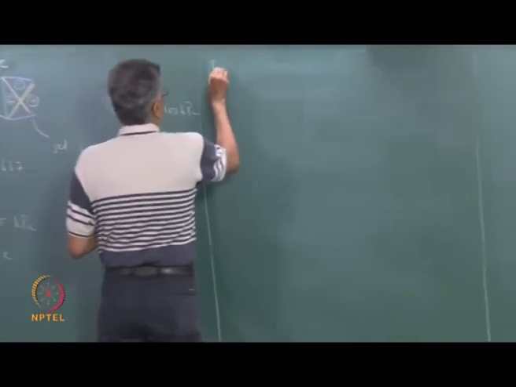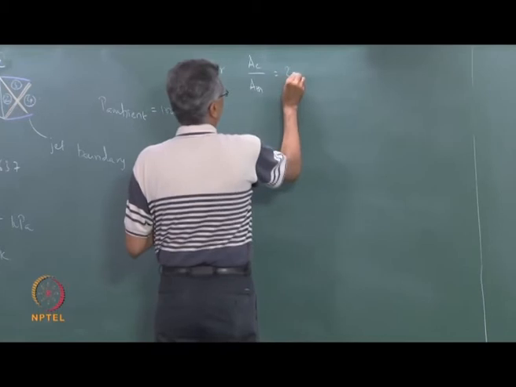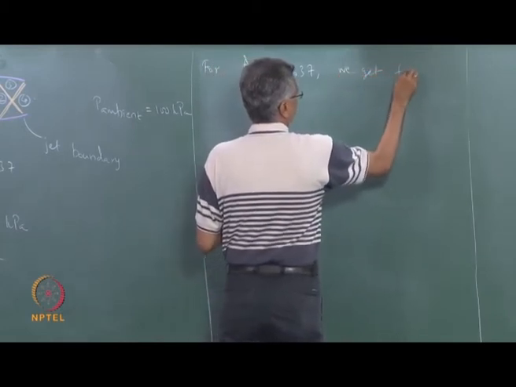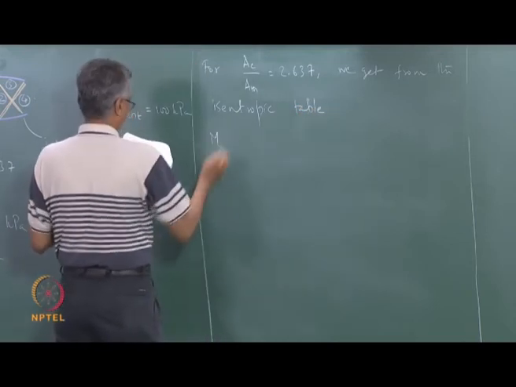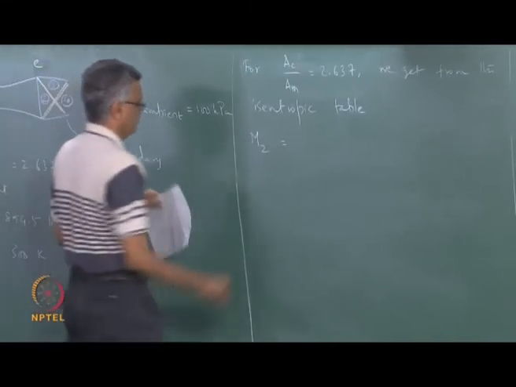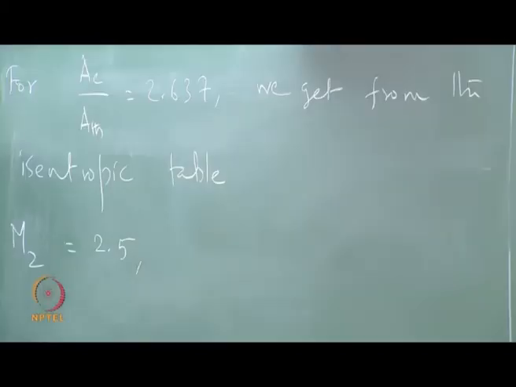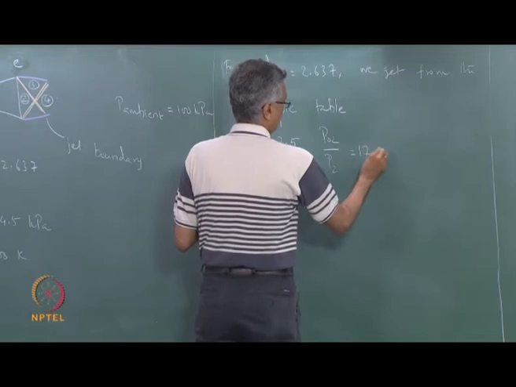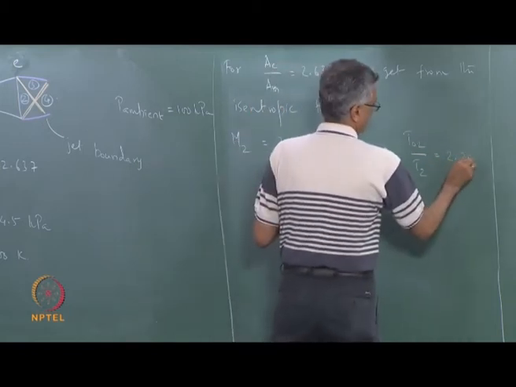So, for A exit over A throat, remember the flow is choked at the throat. So, that means this is A over A star. So, for A over A star of 2.637, I get from the isentropic table M2, the Mach number with which the flow comes out, is 2.5, and I also get P02 over P01. Let us take a look at that also. P02 over P2 is equal to 17.09, and T02 over T2 is equal to 2.25.